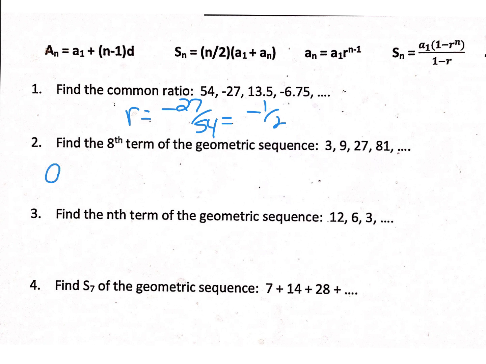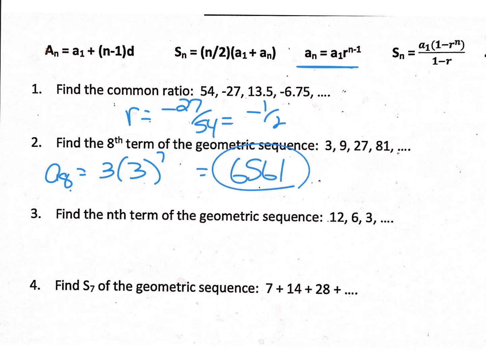The eighth term of a geometric sequence, I'm looking at that formula right there. The eighth term is the first term, which is 3, times R, which is also 3 this time, to the n minus 1 power. N is 8, so n minus 1 is 7. So I'm going to punch in 3 times 3 to the 7th power. I'm getting 6,561. Okay, so it's number 2.